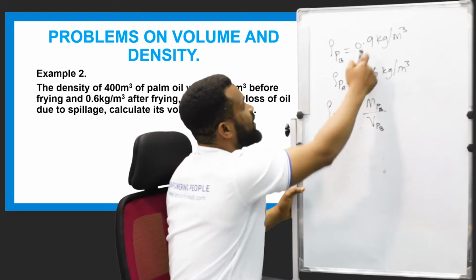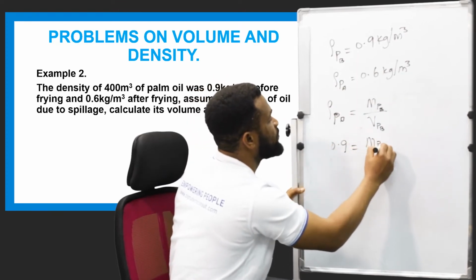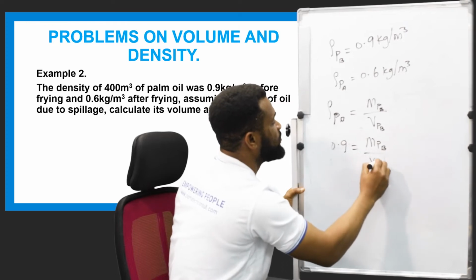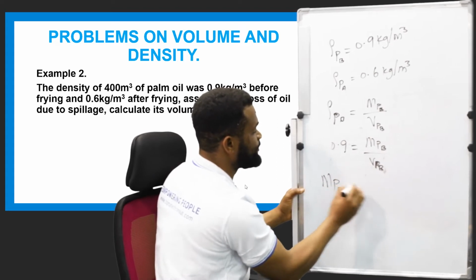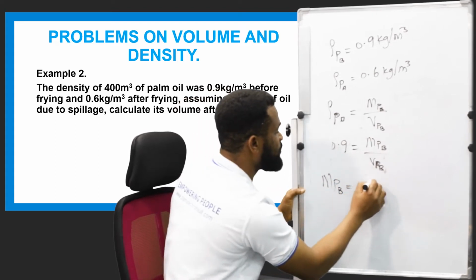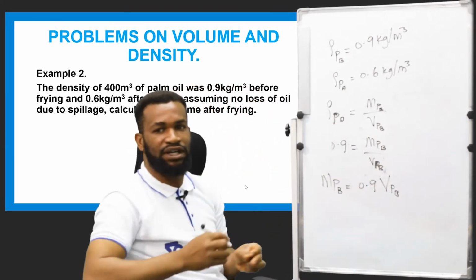So this density, which is 0.9, is equal to mass of the palm oil before over volume of the palm oil before. Therefore, mass of the palm oil before frying is given as 0.9 times volume of the palm oil before frying.